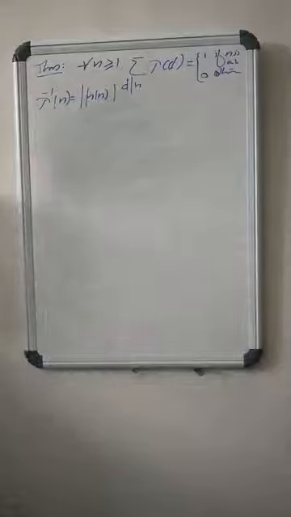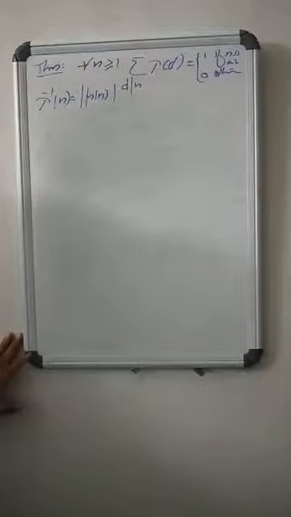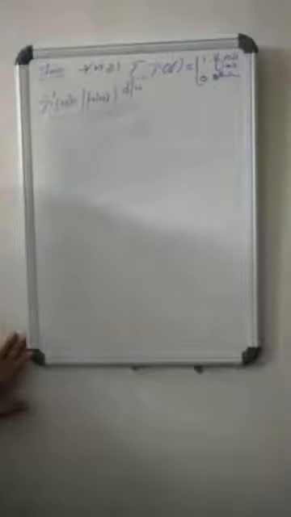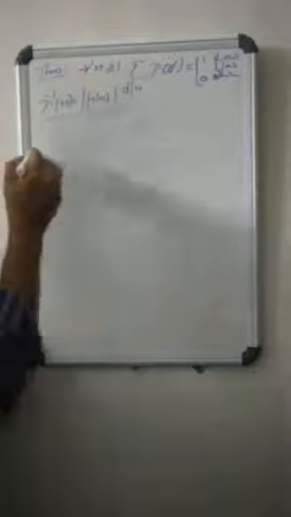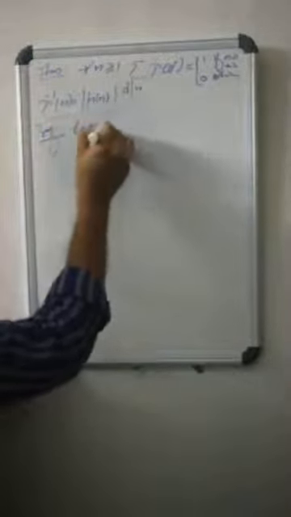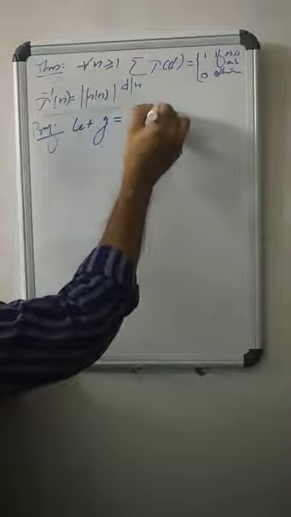For all n greater than or equal to 1, the sum over d dividing n of lambda(d) equals 1 if n is a square, and 0 otherwise. Moreover, lambda inverse of n equals the modulus of mu of n. This is our requirement. How to prove this? For its proof, let g(n) equal the sum over d dividing n of lambda(d).